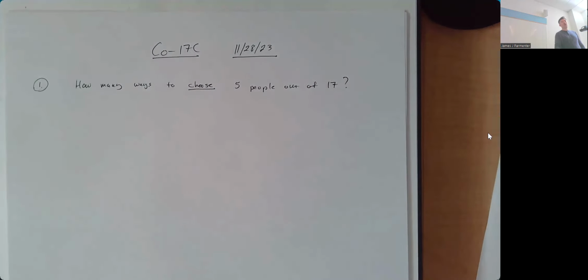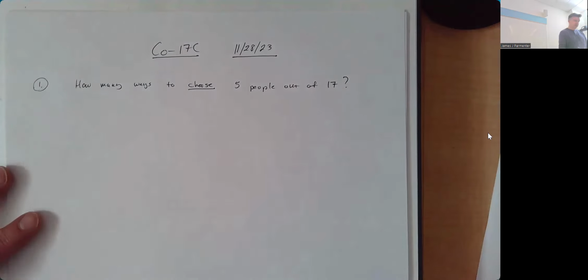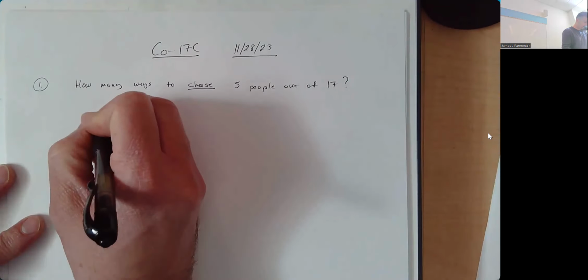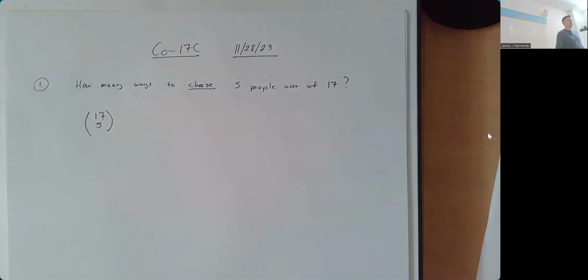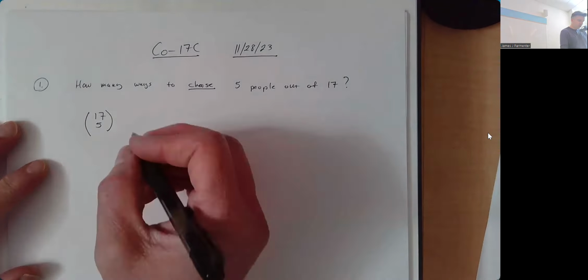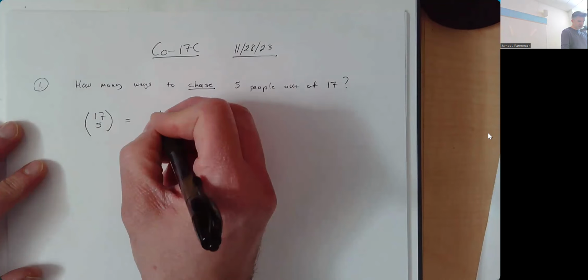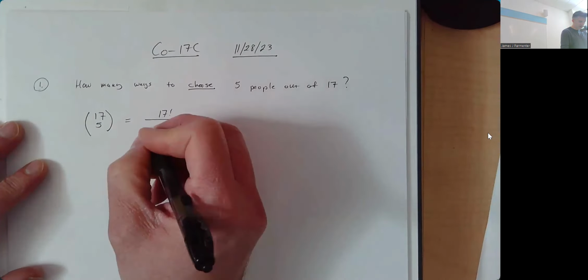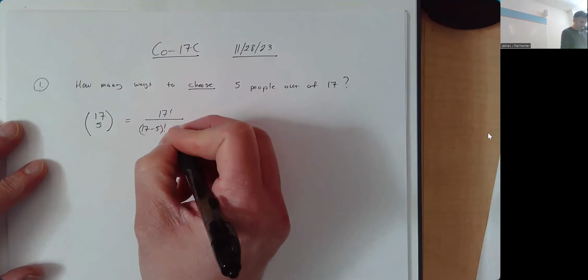I imagine you could get away with writing as little as the following. 17 choose 5. The number of ways of picking 5 people out of 17. What is this equal to? It's equal to 17 factorial divided by (17 minus 5) factorial and 5 factorial.